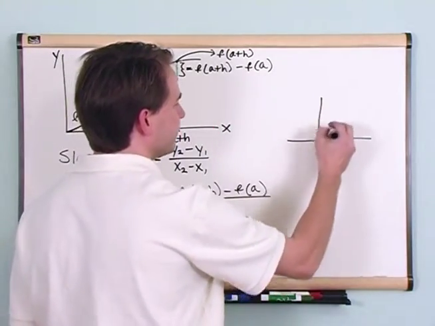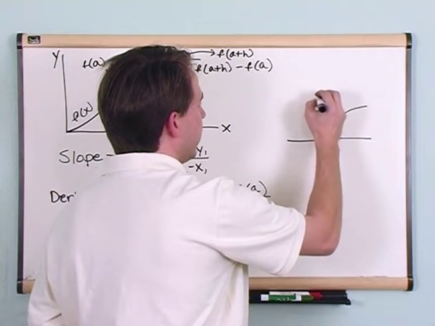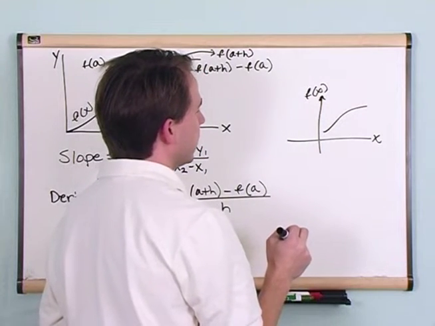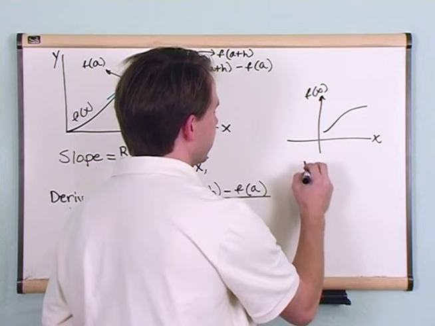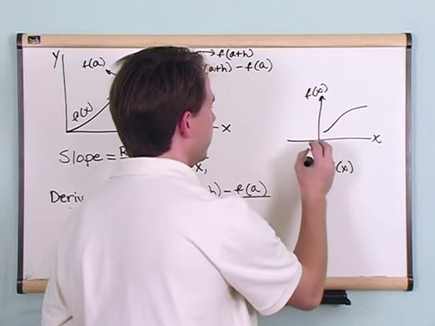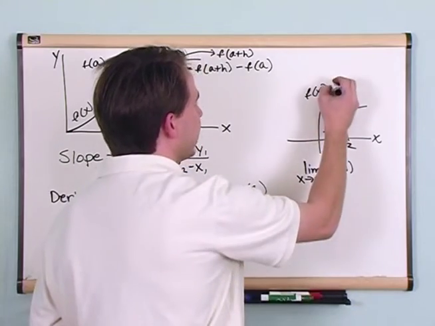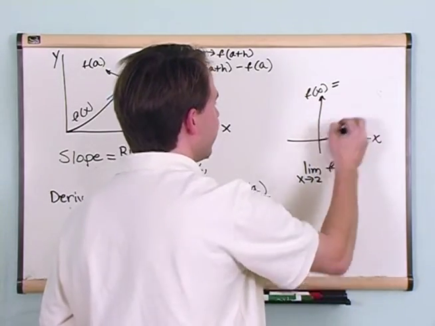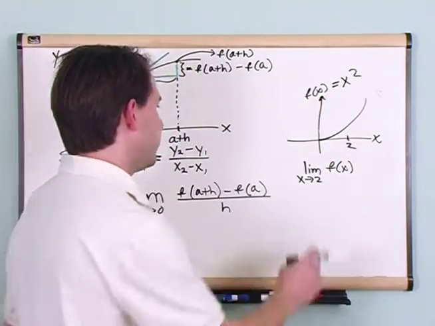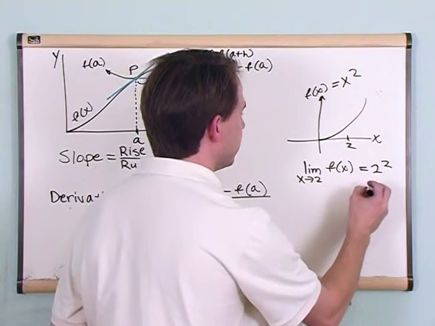Here's a curve, okay, like this. So this is f of x and this axis and x over here, okay? What is the limit of f of x as x approaches 2? Well, if 2 were here, as x approaches 2, and let's say f of x, let me change the curve here. If f of x is x squared, I'm going to make it a real curve here. So f of x is x squared. The limit of f of x as x approaches 2 is 2 squared, which is 4.